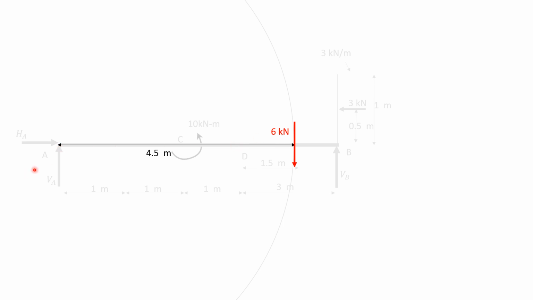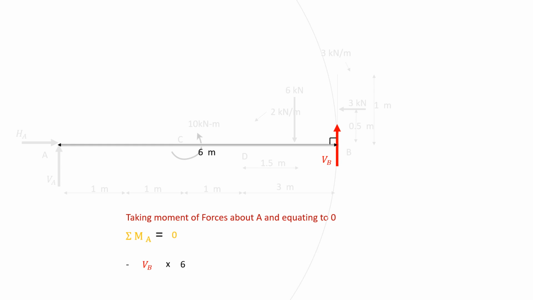So 6 into 4.5, it will rotate about point A clockwise, and VB will have a perpendicular distance of 1 plus 1 plus 1, 3 plus 3, 6 meters from point A, and it will rotate about point A like this. So its magnitude will be VB into 6. It is rotating anti-clockwise. So minus VB into 6.